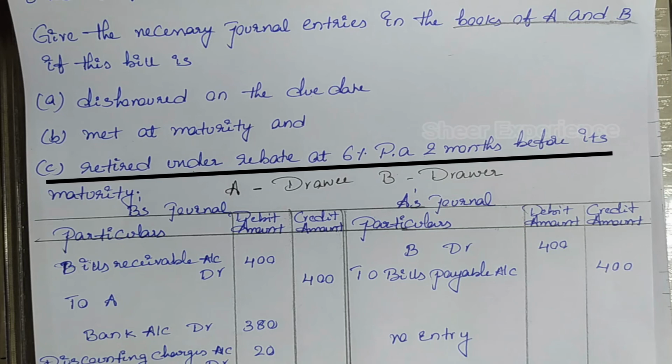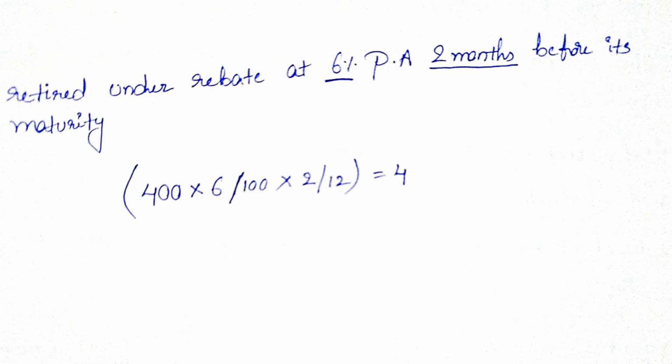In this case, B has given the rebate at 6% per annum. Rebate is nothing but a discount given by B to A. So whatever bill amount A has to pay to B, he will deduct 6% from the bill amount and pay the rest. So after 6% rebate, the amount is 396. 6% on 400 is 24. Here A is paying the bill amount 2 months early, so he will get the discount of 6% only for 2 months. So the rebate amount for 2 months is 4 rupees.